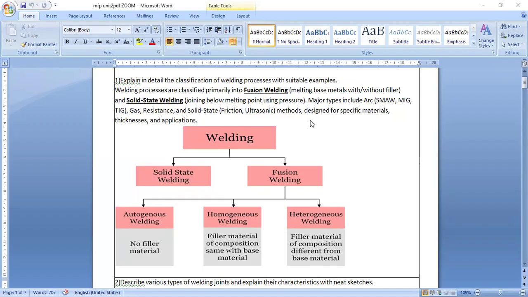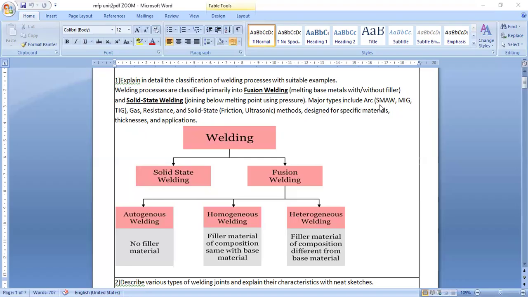Taking the definition, welding processes are classified primarily into fusion welding and solid state welding. Fusion welding means melting the base, sometimes with filler metal and sometimes without filler material. Solid state welding is joining below the melting point using pressure. The workpiece is brought near to the melting point, then the two solids are joined together. No filler metal is used in this case.